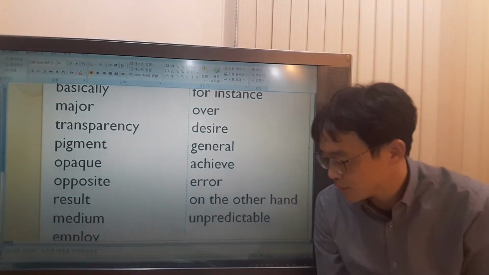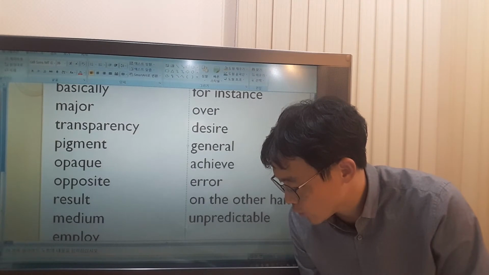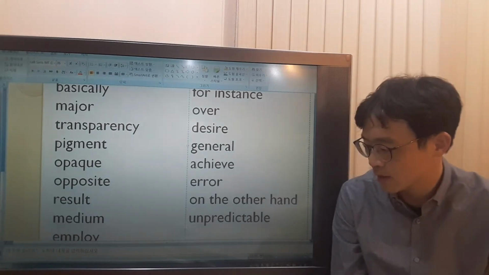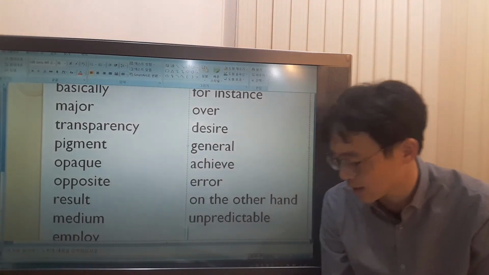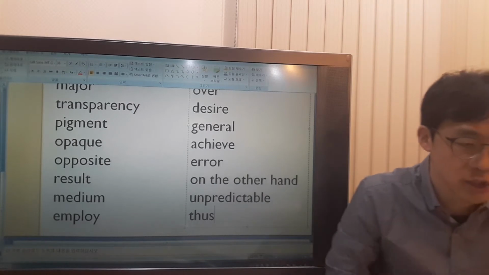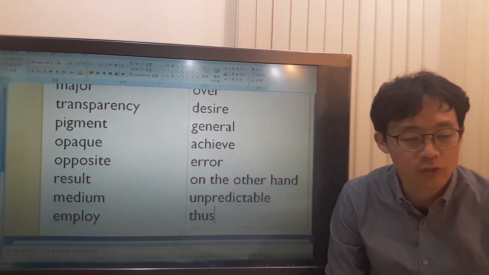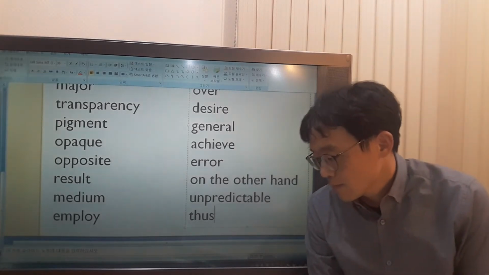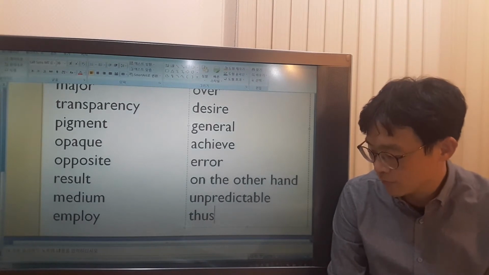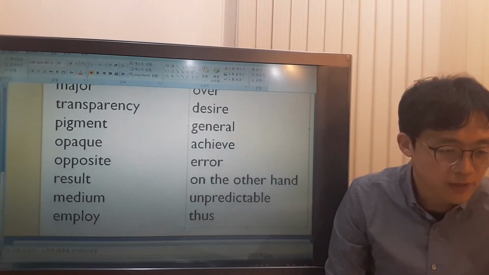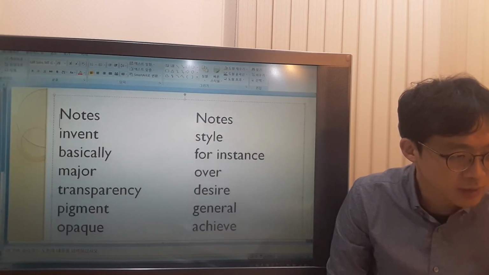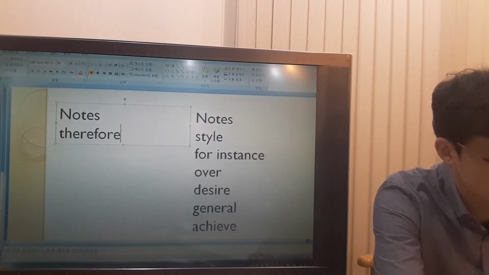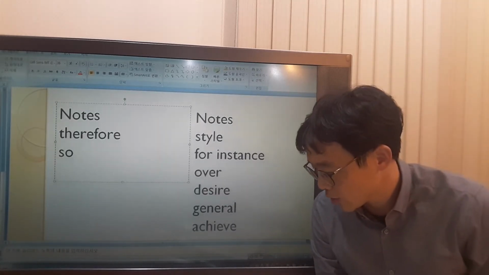Watercolor artists simply can't paint over their mistakes. Thus, they often have to improvise when something unexpected happens while they are painting. Thus, what does thus mean? You use thus when you want to talk about a consequence or the result of something that you said just before, okay? Thus is same as therefore, and it's the formal form of so. So it means so. So they often have to improvise.